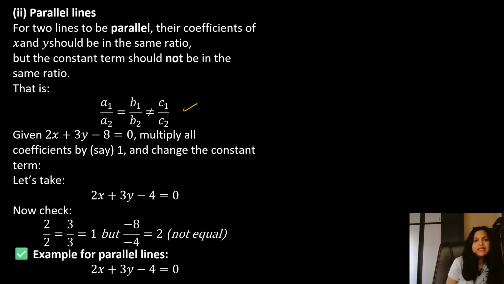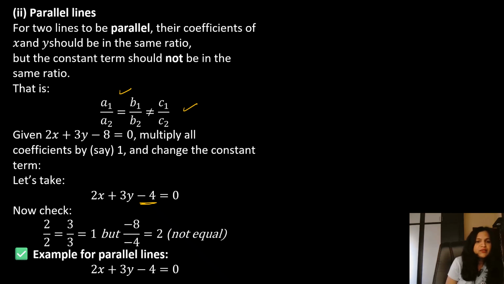Let's take the equation 2x plus 3y minus 4. I'm only changing the constant value, the remaining is the same. Then I'll get a1 by a2 is 2 by 2, b1 by b2 is 3 by 3, equal to 1. This condition is satisfied: a1 by a2 is equal to b1 by b2. Okay, the ratio c1 by c2 is not equal to these two.